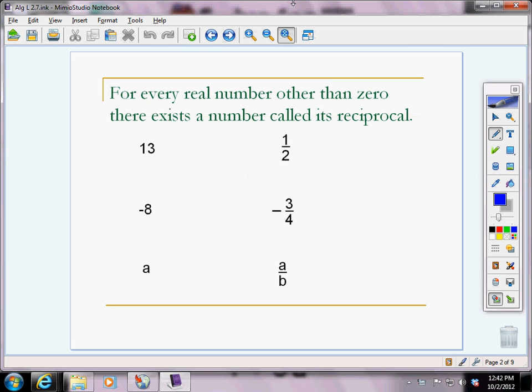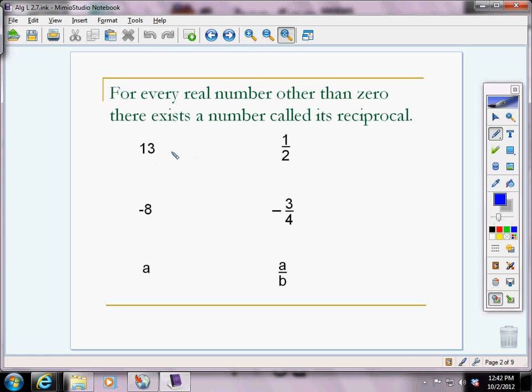The first thing we need to review is reciprocals. It says for every real number other than 0, there exists a number called its reciprocal. Now, there is the technical definition of reciprocal that says if you multiply a number by its reciprocal, you get 1. Or there's the more simplistic version of it that just says, well, you just kind of flip it over. Here's what we mean by flip it over.